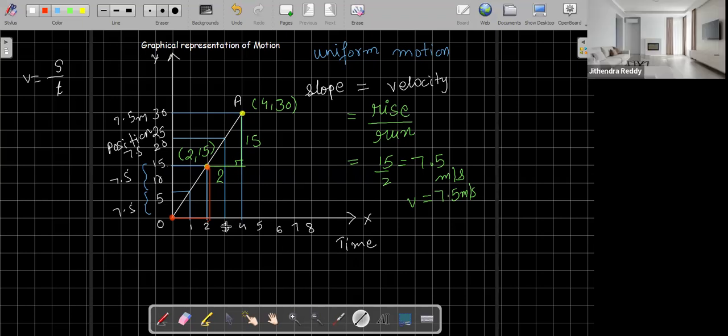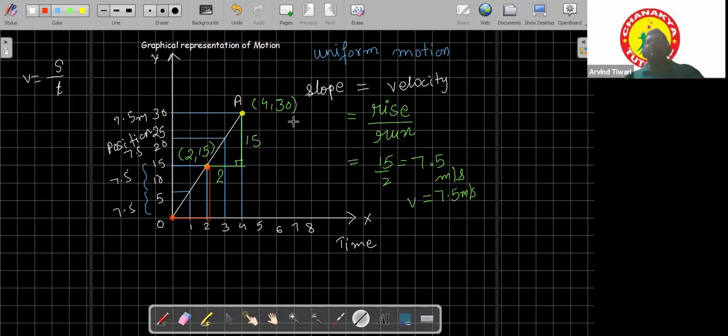Nothing, sir. Okay. So see, the formula to find out slope will be rise by run. And since this is a straight line, you can choose any 2 points and you will get the same slope as 7.5. So your velocity will be 7.5 meter per second, which is uniform.